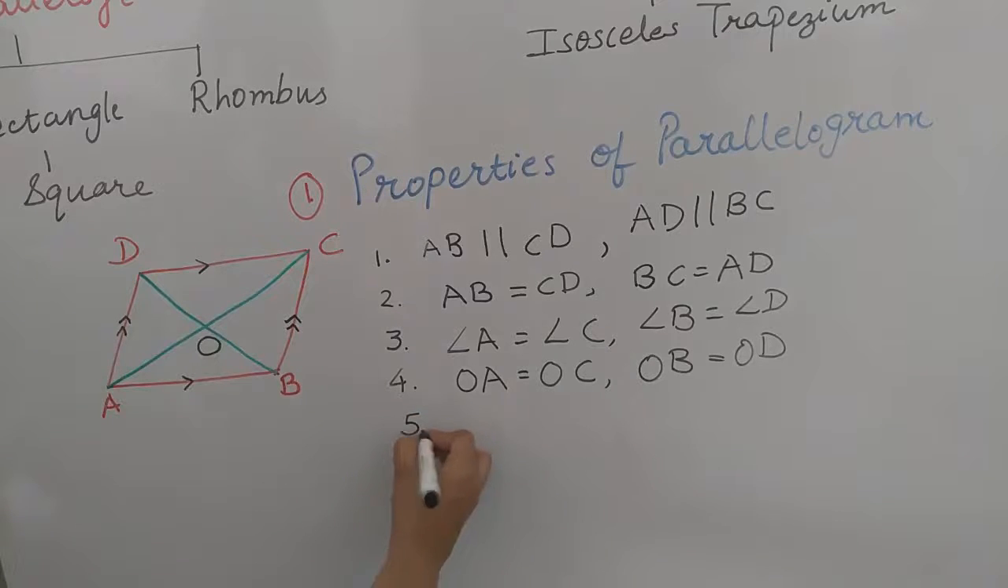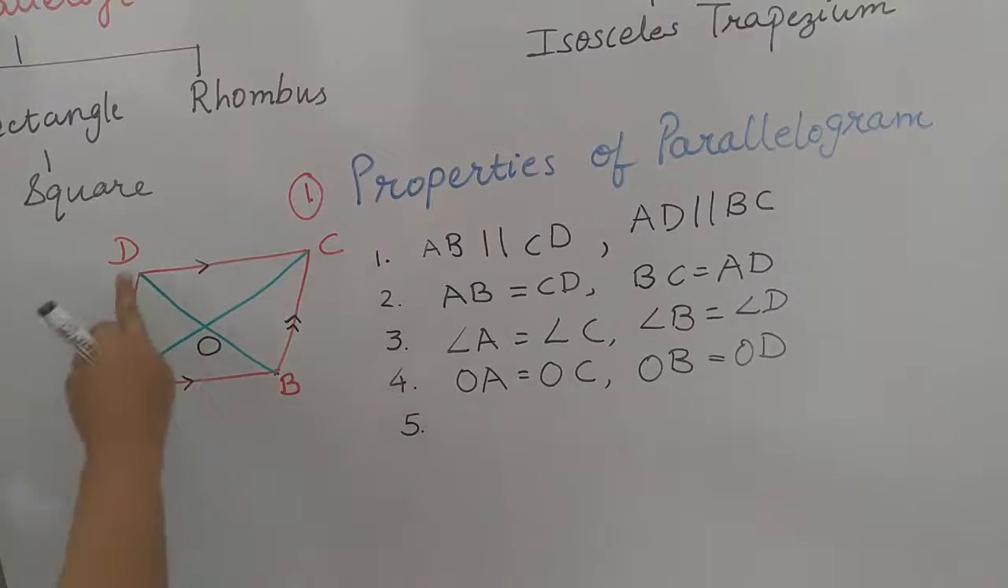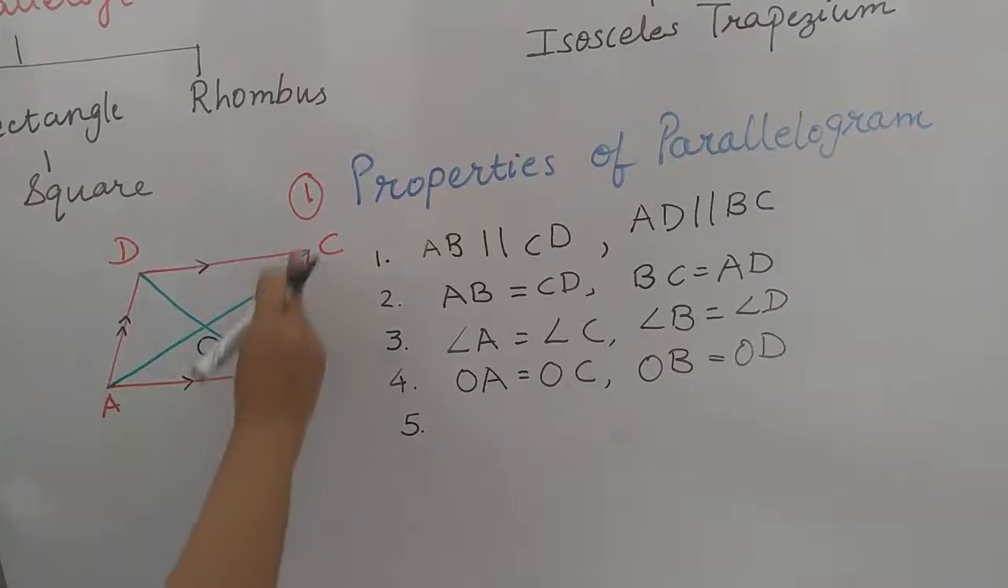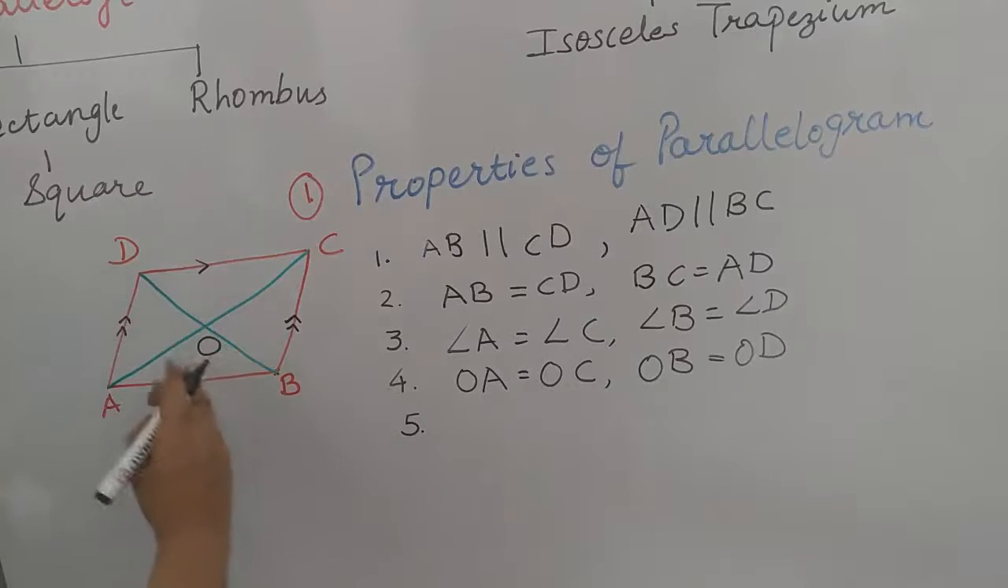The fifth point I am writing is that these diagonals are like that: ABD is the same as CBD, meaning these two triangles are congruent. Similarly, ADC is congruent to ABC, meaning this diagonal can divide our parallelogram into two congruent triangles.